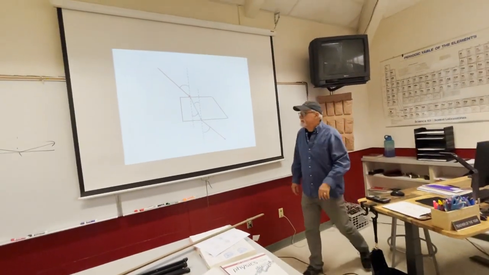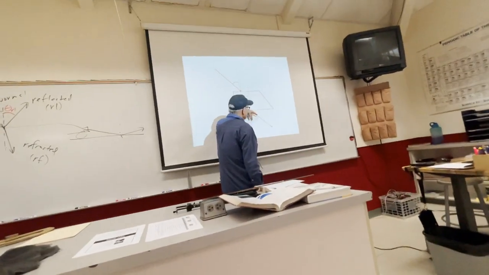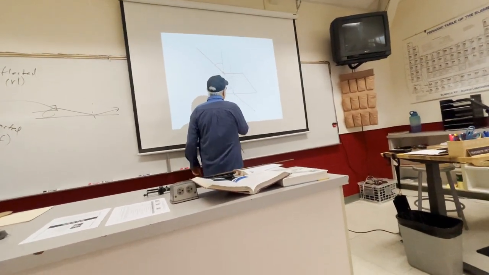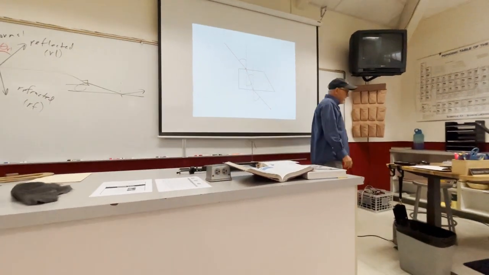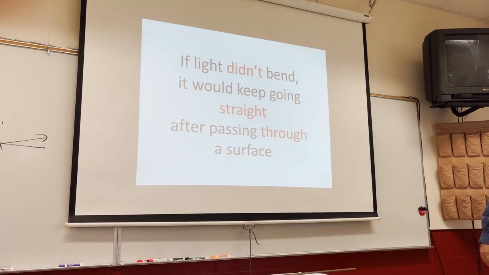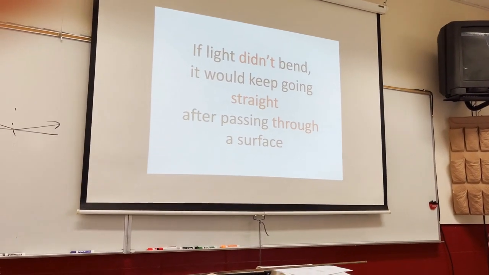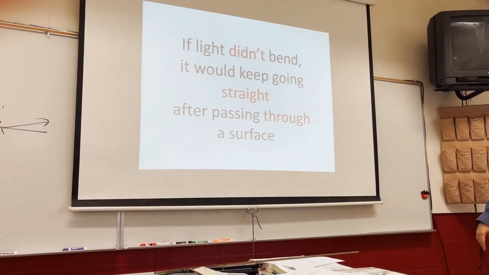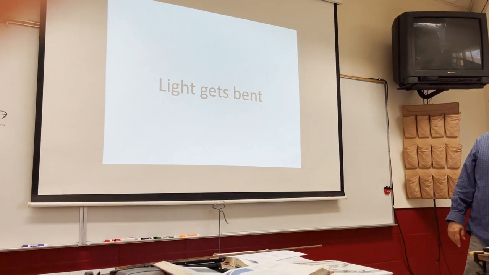So what we've got is this angle is roughly the same as this angle. And this angle is roughly the same as that angle. And if we had better equipment, okay, here's an important thing. If light didn't bend, it would keep going straight, never changing direction through the surface. And why is this? Because I want kids to tell me, is it bending? What direction is it bending?